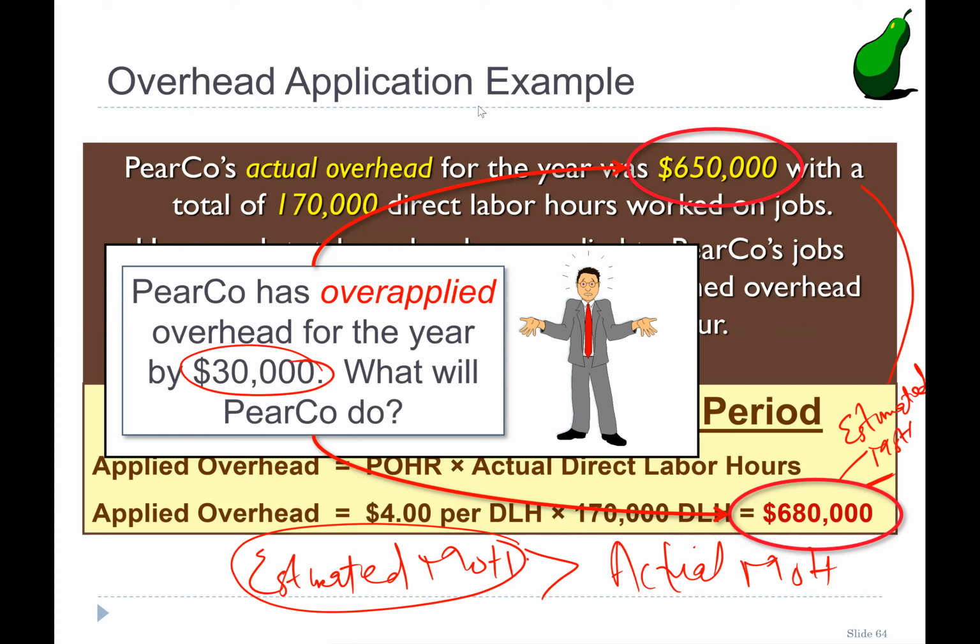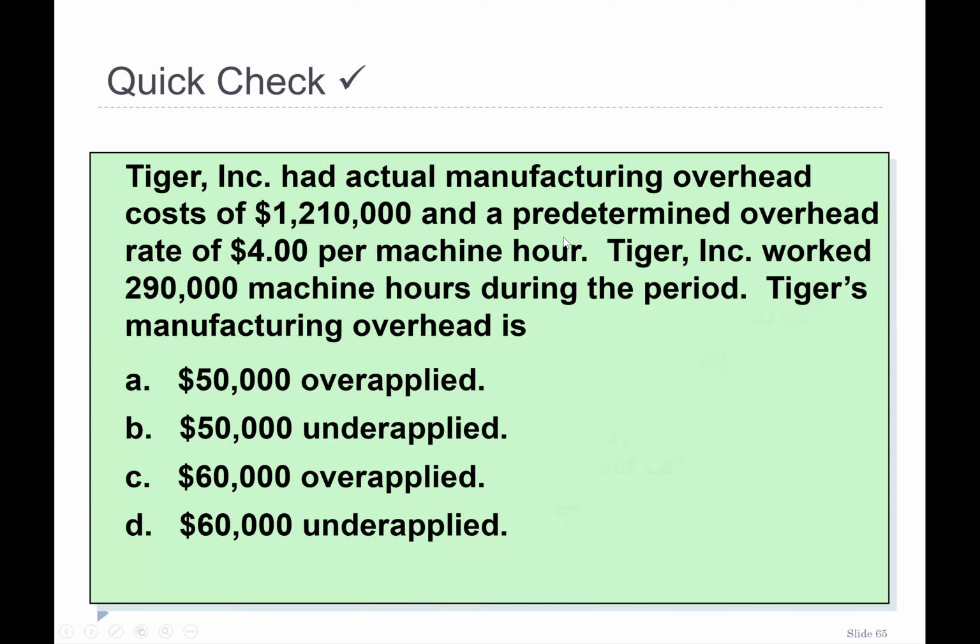Now, if you understand the over applied and under applied, please answer this question. I suggest you pause the video, read the question, and then compare the answer. I'm just going to give you 3 minutes to read and answer.